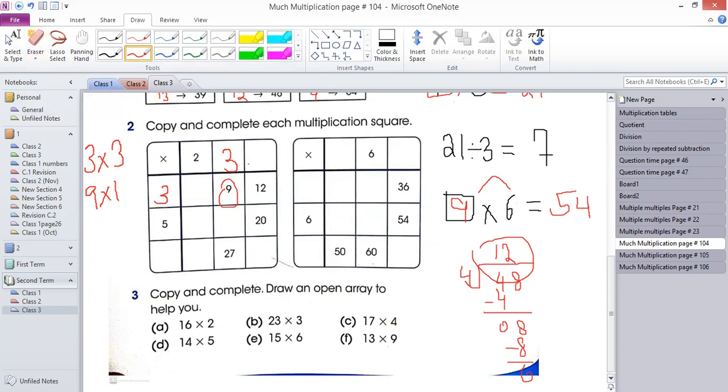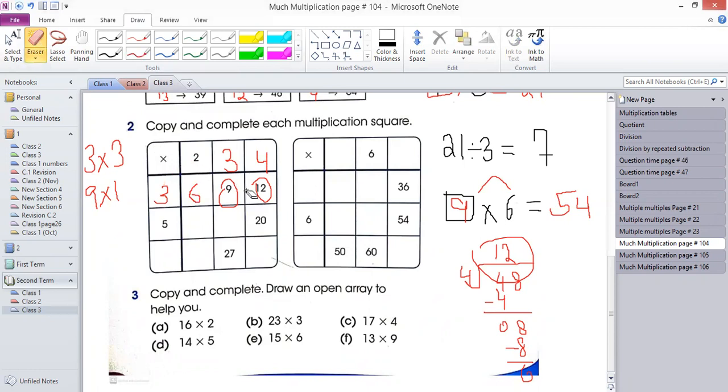Now I will check. 3 multiplied by what number will give me 12? This is 3, so there should be a number that, if I multiply with 3, I should get 12. So 3 multiplied by what equals 12? 4 will give us 12. 3 4s are 12, so I will write here 4. Now 3 multiplied by 2 equals 6. Very good. So we will write here 6.